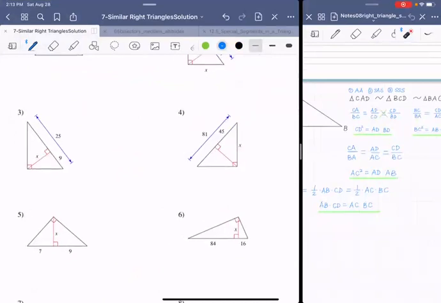Debbie, let's do number 3. Wait, give me a minute. Hold on. X squared equals 9 times 25.